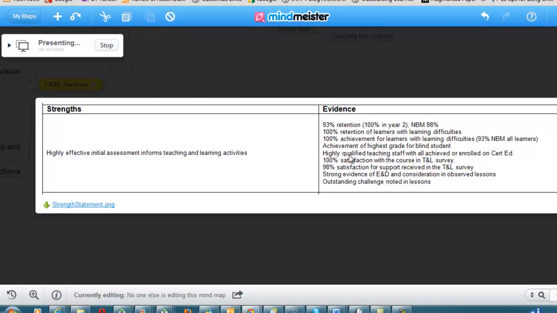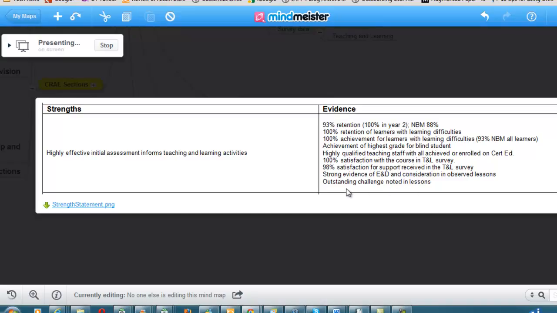Highly qualified teaching staff is going to have an effect on the way in which the initial advice and guidance is managed. 100% satisfaction. They were on the right course. 98% satisfaction in the teaching and learning survey. Strong evidence of E&D consideration in observed lessons. If you want to look at my OTLSA, you will see that I'm telling you that there is strong evidence of E&D, which is based on our assessment that we made at the initial advice and guidance stage. We know our students and we're able to accommodate their E&D needs. Outstanding challenge noted in lessons. We know the expected attainment of our learners, so we're able to pitch our stretch and challenge at the right level.